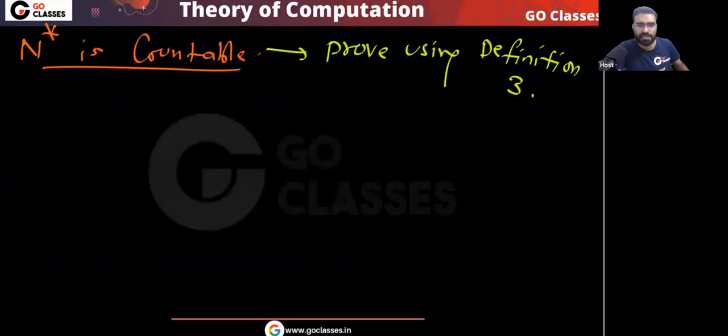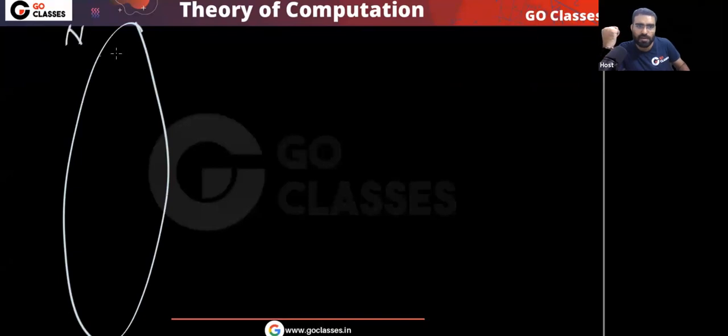Now you can prove that N star is countable using definition 3. This is your favorite definition if you want to prove it. So tell me, how will you prove using definition 3? Let me know. Very good. You can assign summation-wise. This is your set of natural numbers, 1, 2, 3, 4, 5, 6, and so on. So what you can do is assign summation-wise. This is your N star.